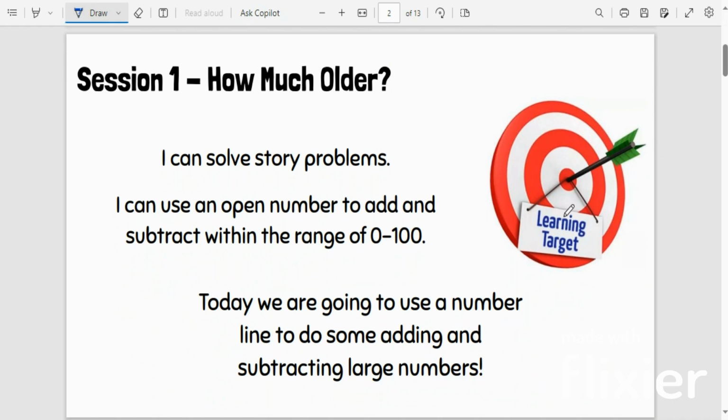So, our learning targets, or our instructional goals, for today are to solve story problems and use an open number line to add and subtract within the range of 0 to 100. Today we're going to practice using a number line to do some adding and subtracting with larger numbers. And we're going to do this using real life problems, something that you are able to relate to, knowing different ages of different people in your family, and finding the differences between those ages.